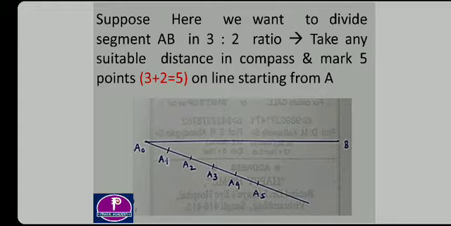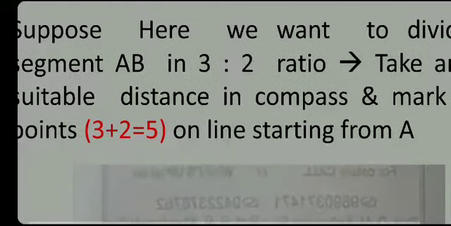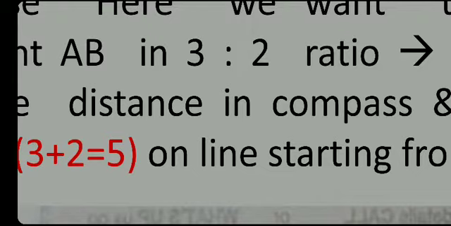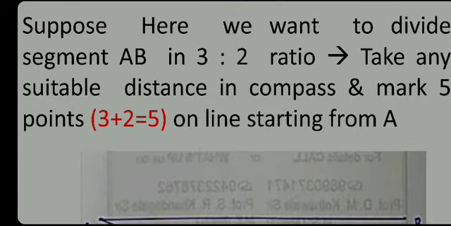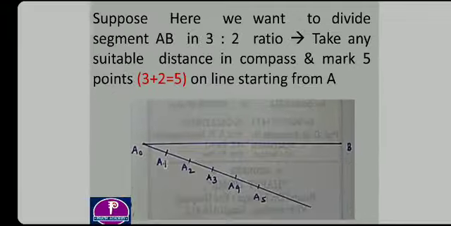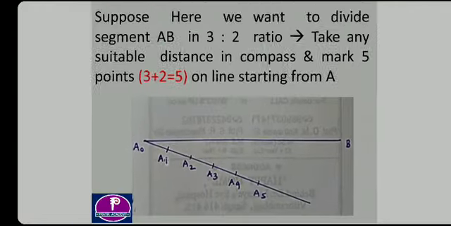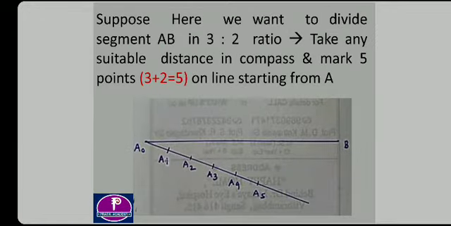Now suppose that we have to divide this line segment in ratio 3:2. For that purpose, I will take some distance in the compass. Here the ratio is 3:2, that means 3 plus 2 equals 5. So I will mark 5 equal distances on this inclined line starting from endpoint A. These are the 5 marks: A1, A2, A3, A4 and A5. All these are equidistant marks.